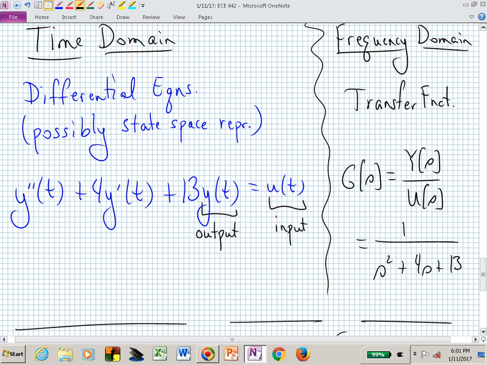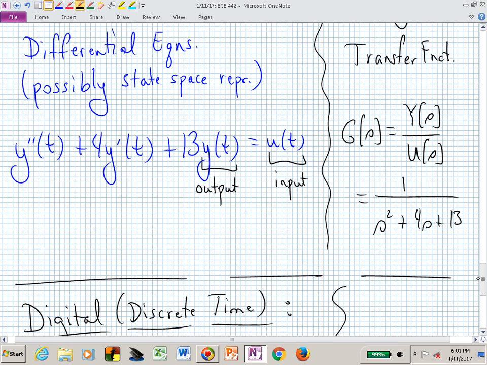But we will learn how to go from a differential equation into a difference equation, how to go from a transfer function G of s into a transfer function G of z.